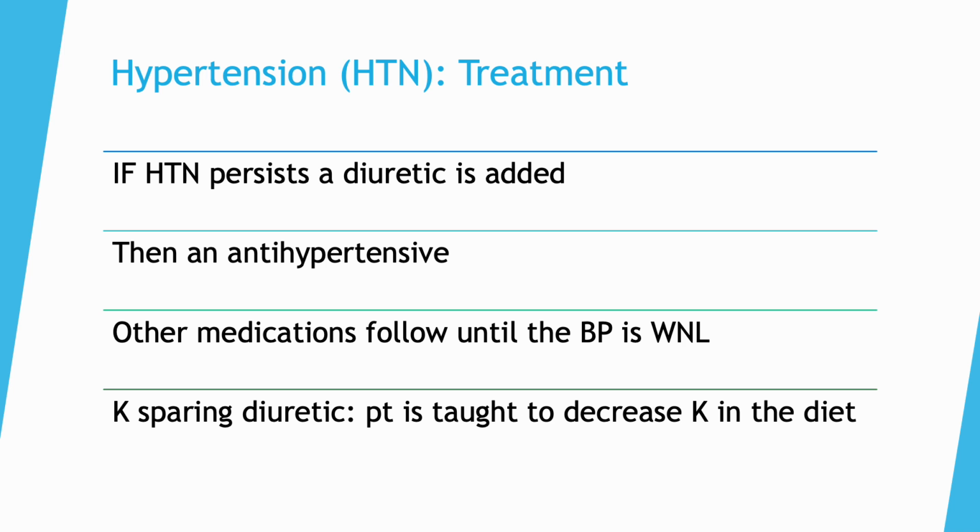And then if they're put on the potassium sparing diuretic, okay, the patient is taught to decrease potassium in the diet. Also, this is important if they're put on an ACE inhibitor. They have to watch the potassium in the diet because ACE inhibitors can increase potassium in the body, okay? And then the other thing with ACE inhibitors, explain to them not to use substitute salt, okay, because that is high in potassium.